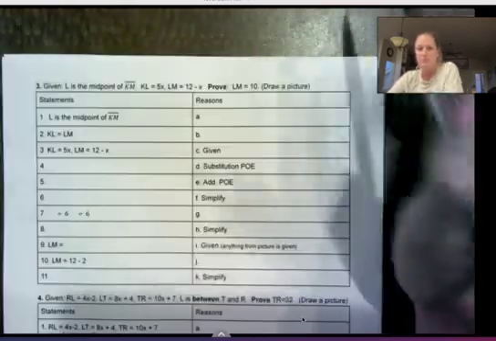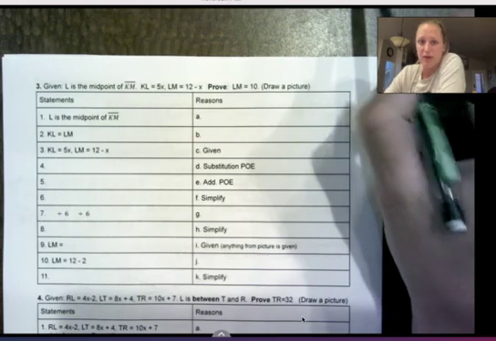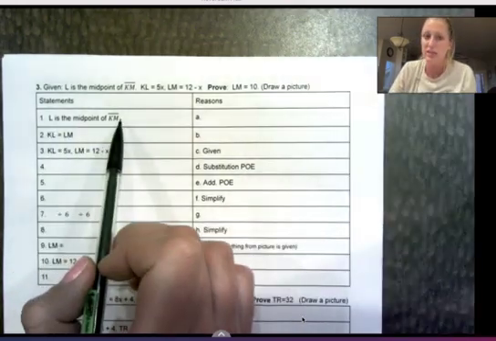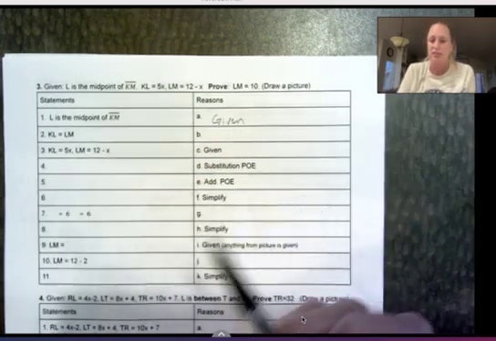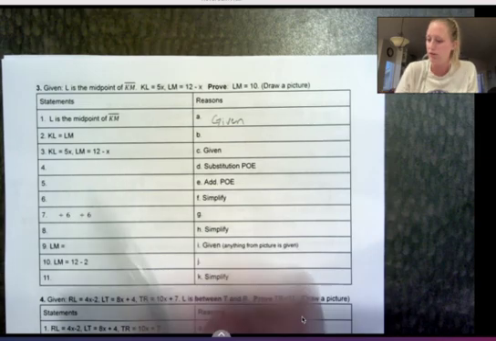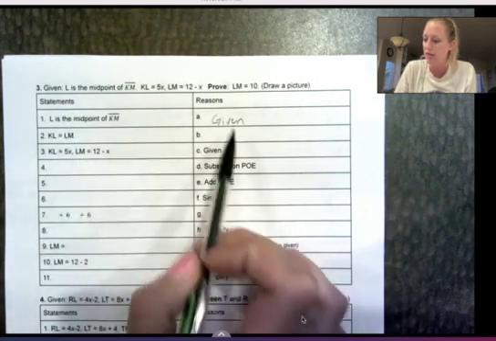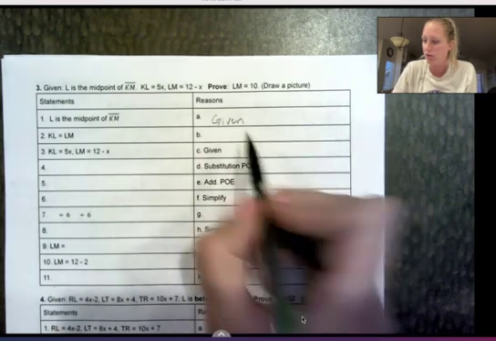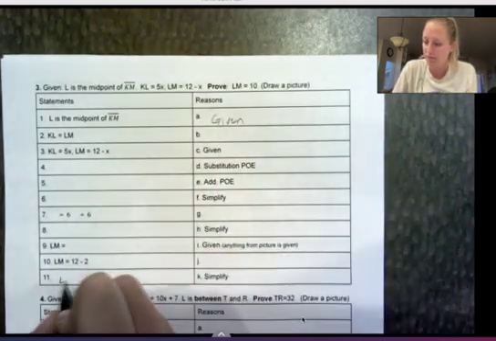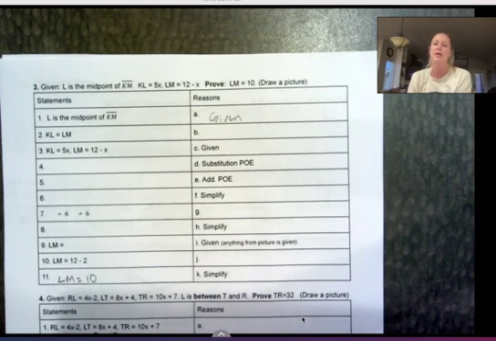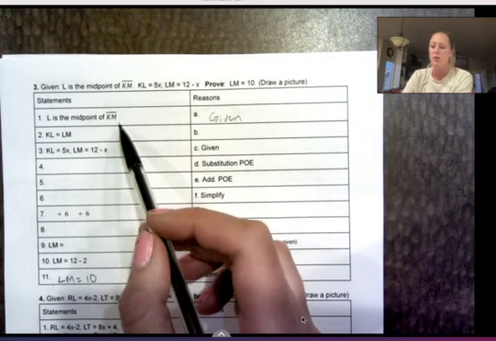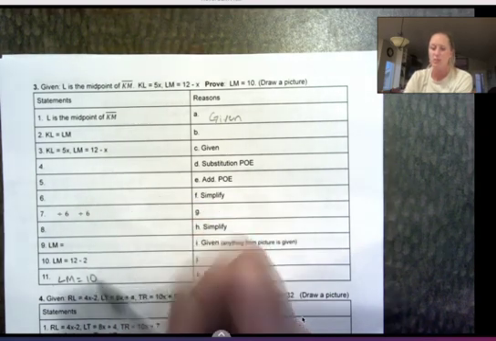All right, guys, I'm going to do number 3 next here. It's a little bit longer one. It says, given L is the midpoint of KM. So they have that statement filled in. I need to fill in the reason. Well, I know that is given. I always like to start and end my proof and then work on filling in the middle. So I know that L is the midpoint, that's given. And then I know I need to end my proof with what I'm trying to prove. So I need to prove LM equals 10. I'm just filling in the blanks, and I want to go step by step from knowing L is the midpoint of KM to LM equals 10.